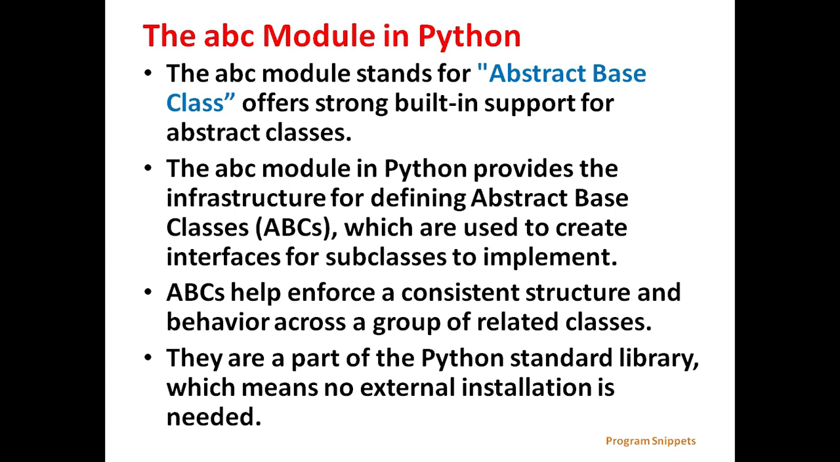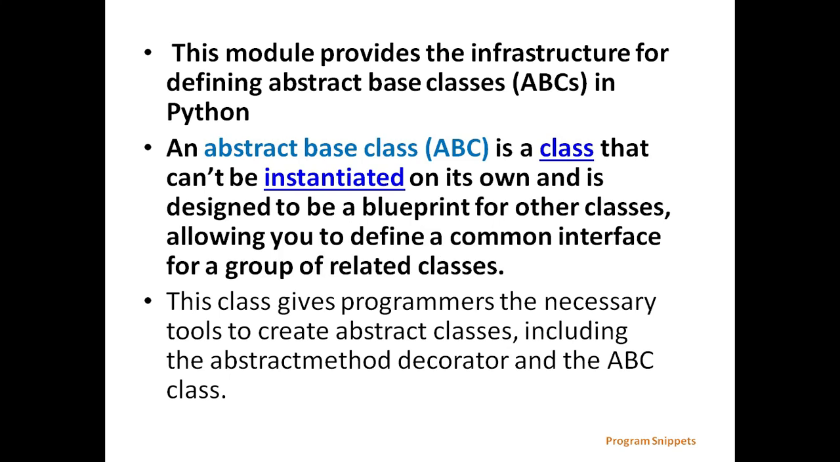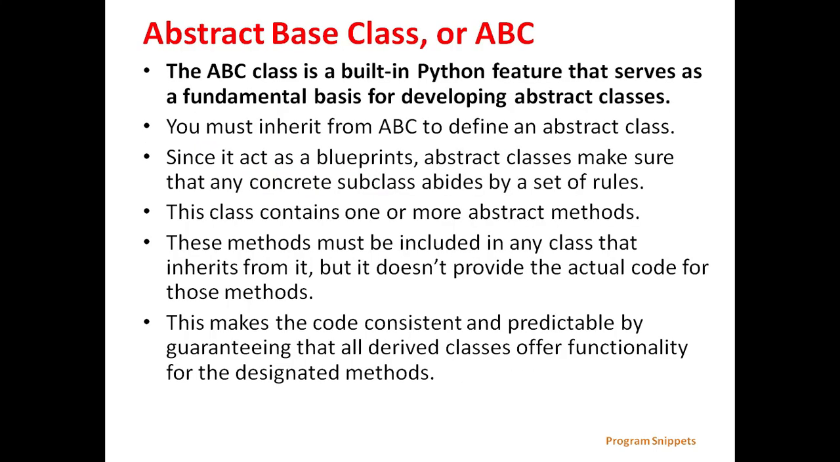And these are part of the Python standard library, which means no external installation is needed. This module provides the infrastructure for defining abstract base classes in Python. An abstract base class is a class that can't be instantiated on its own and is designed as a blueprint for other classes, which allows users to define a common interface for a group of related classes. These classes give programmers the necessary tools to create abstract classes, including the abstractmethod decorator and the abstract base class. The abstract base class is a built-in Python feature that serves as a fundamental basis for developing abstract classes.